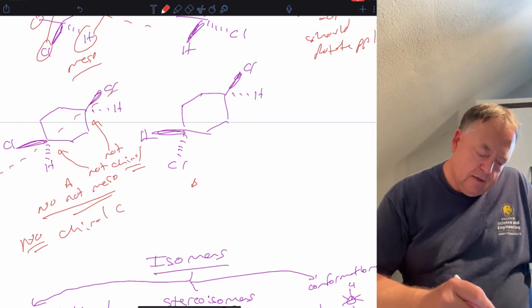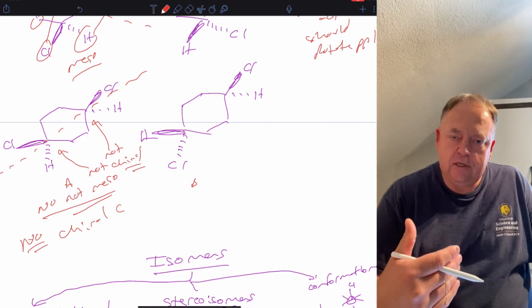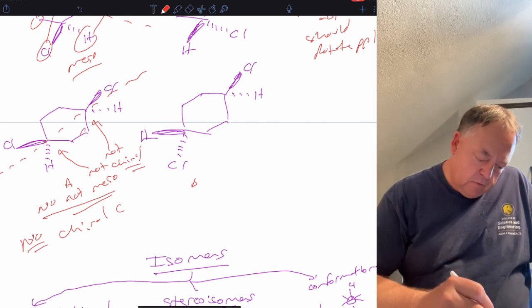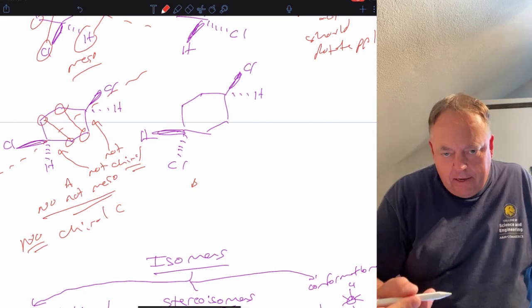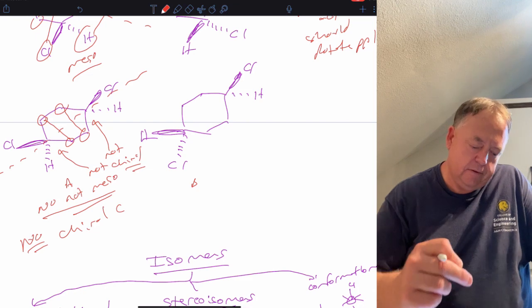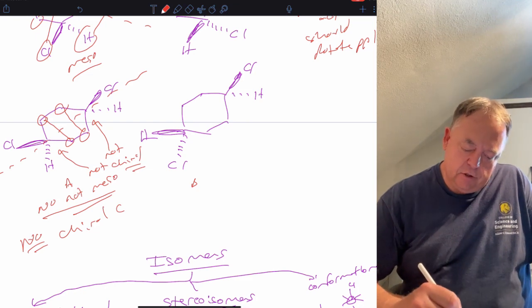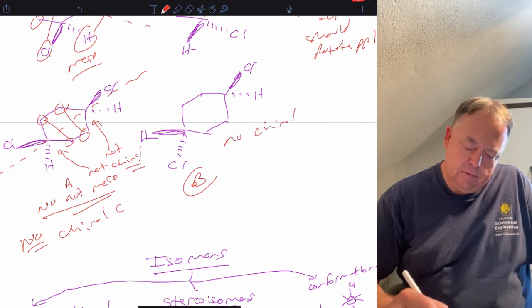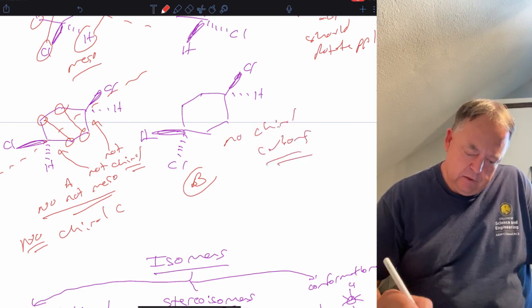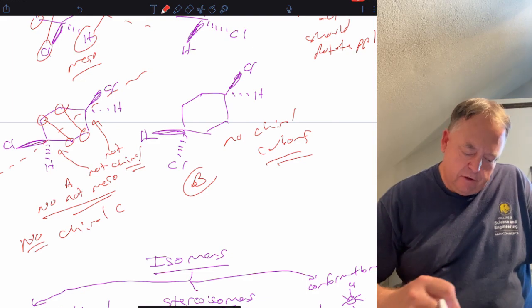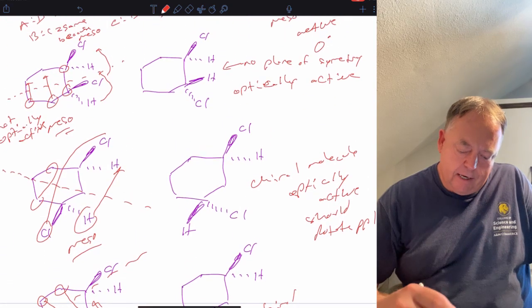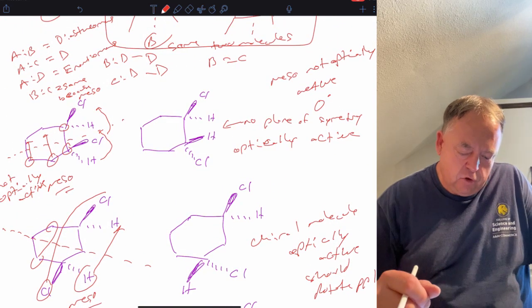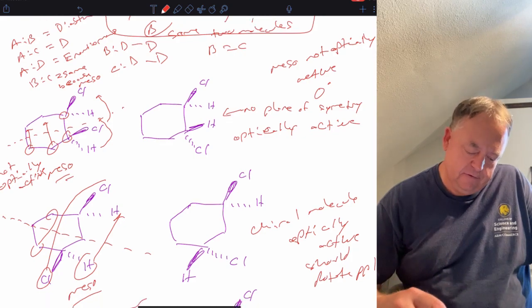Does it have a plane of symmetry? Yes. That is a plane of symmetry where the chlorine and hydrogen lie in the plane. And that reflects to that, and that reflects to that. So it does have a plane of symmetry, but it does not have chiral carbons, so it's not a meso compound. And neither is the trans isomer for the 1,4 isomer. No chiral carbons. So for the 1,4 isomer, neither of them are optically active. For the 1,3 isomer, the trans is. For the 1,2 isomer, the trans is chiral and optically active.